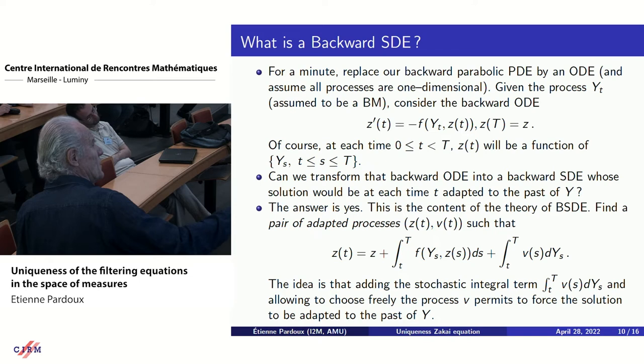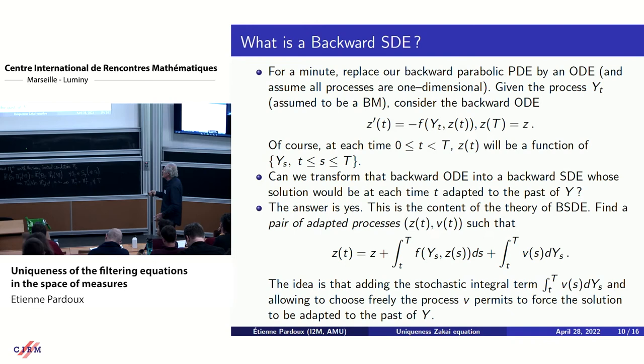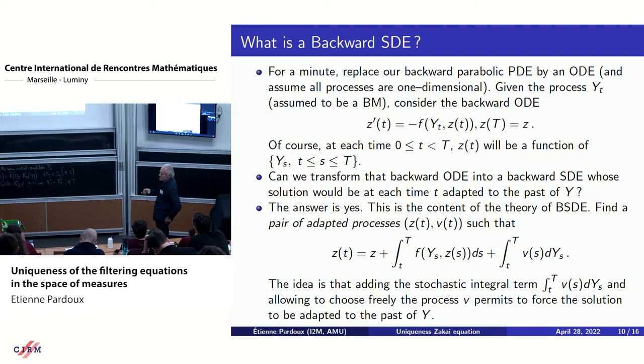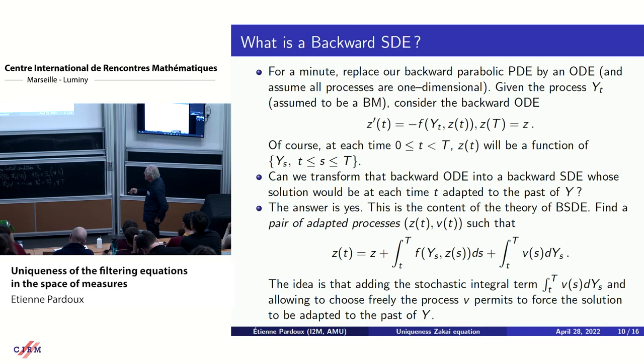if V were zero, then of course I would be back with this system, but I have an a priori non-zero V. The idea is that adding the stochastic integral term, and allowing to choose freely the process V, permits to force the solution to be adapted to the past of Y. That's the idea. This is what I have to face in my case.